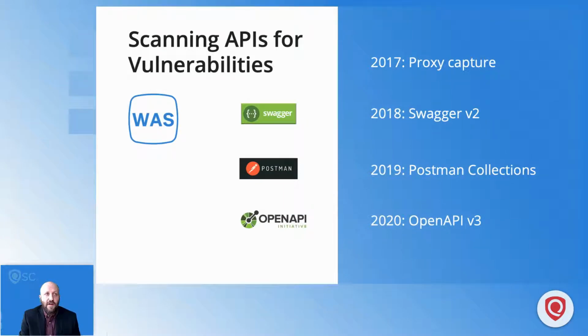Qualys has been on quite a journey supporting API scanning. Starting in 2017, we allowed proxy captures from the Burp Suite tool to allow you to proxy your API through that tool and provide us the logs. In 2018, we started with the ability to automatically parse Swagger version 2. In 2019, we brought in Postman collections, which are very powerful and an excellent way to test your APIs because it allows you to define some additional items, such as passing information from one request to another, whereas you could capture an identifier in a response and use it in the subsequent request. And then in 2020, we started supporting OpenAPI version 3.